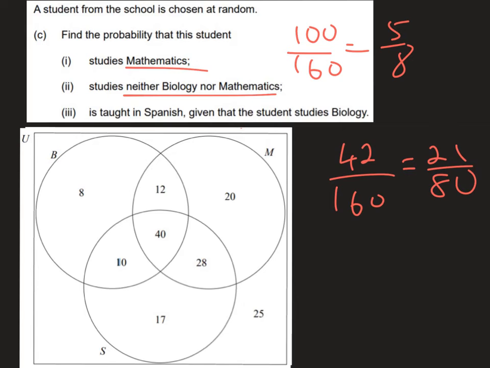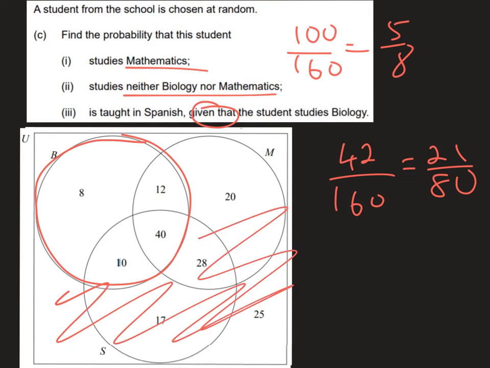Part 3, however, was the question which tripped everyone up because it is the conditional probability. We are told that the pupil does study biology, and then asked to find the probability that they are taught in Spanish. So the easiest way to think about this is just kind of intuitively. We are told that the student studies biology, so we are only looking at this set, the biology set, okay? So within that, how many pupils?